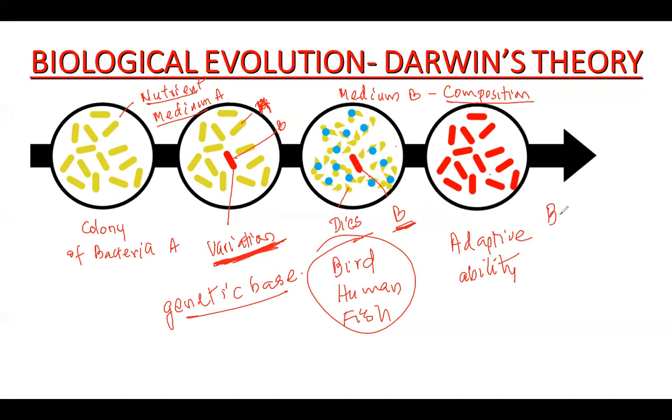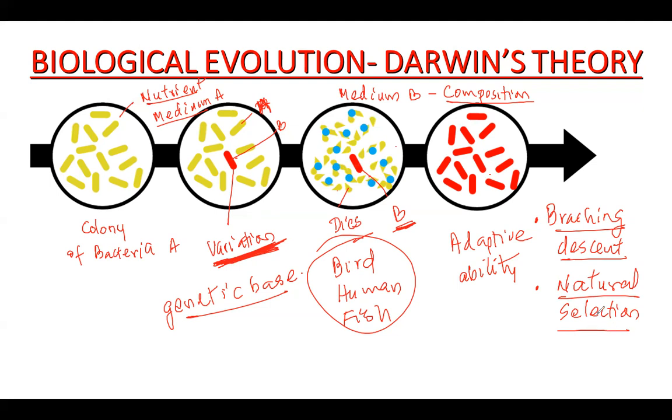So there are two things in natural selection. One is called branching descent. What does that mean? Branching descent means the genetic basis of evolution, meaning variation is inherited. That's branching descent, and natural selection. Inherited characteristics and natural selection are two key concepts of Darwin's theory. What is branching descent? Presence of variation, which is inherited to the B. And what is natural selection? The one with fitness. They are adapted to live in the second medium. They survive and become a new species. So this can be called a new species of bacteria.